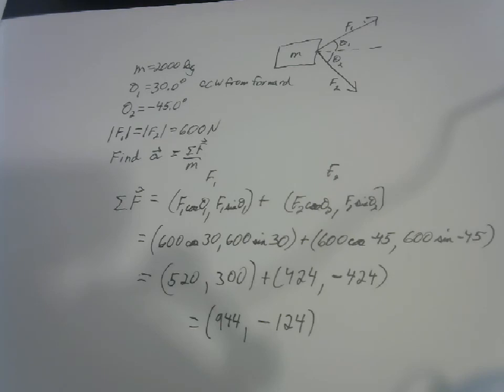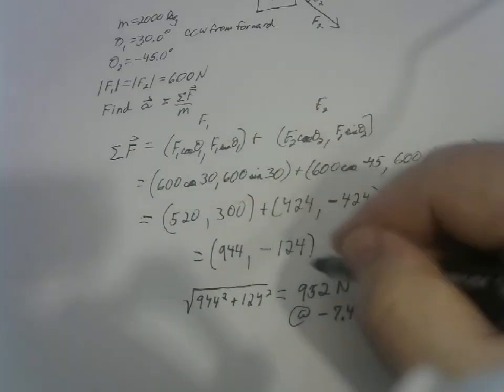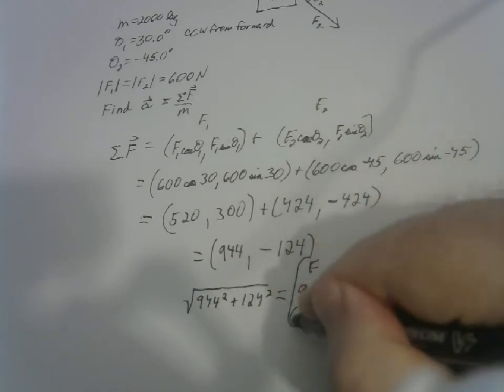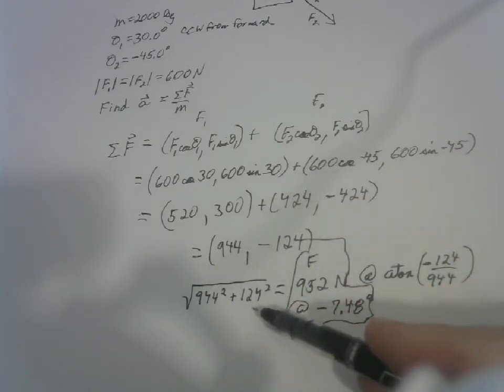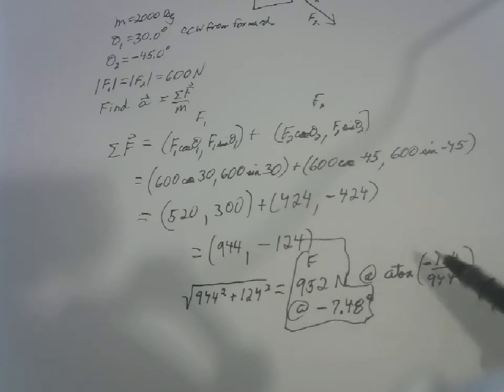So our total values are 944 forward and negative 124. I'm sorry, 944 forward and 124 kind of pulling to the right, which is the negative y direction in the diagram. So I got a force with a magnitude of square root of 944 squared plus 124 squared at an angle of arctangent negative 124 over 944. So 952 newtons at 7.48 degrees.